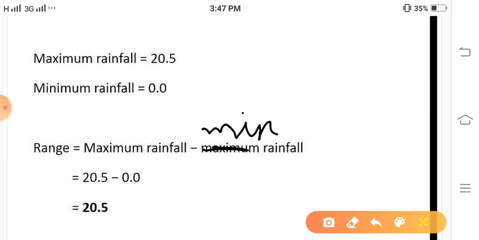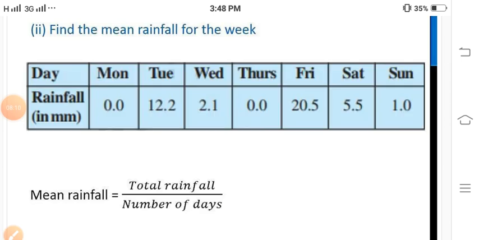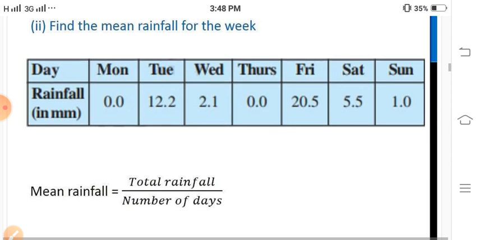So the maximum value is 20.5 minus the minimum value, which is 0. So 20.5 minus 0 is 20.5. So in this case, the range is 20.5. Now you have to find the mean. For the mean, you have to find the total rainfall divided by the number of days.